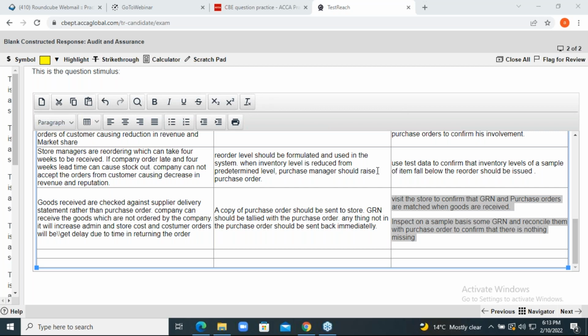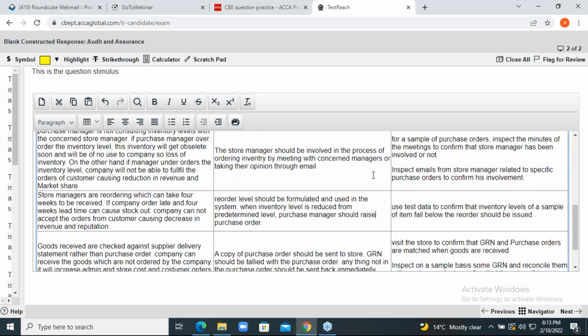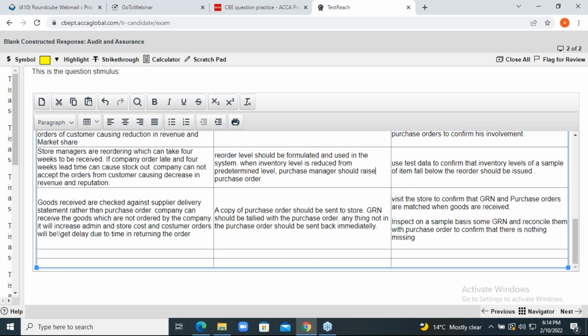Okay, test data. The second one: use test data to confirm that when the inventory level of a sample item falls below the reorder level, a reorder should be issued. It means, let's say the reorder level for a product is 50.